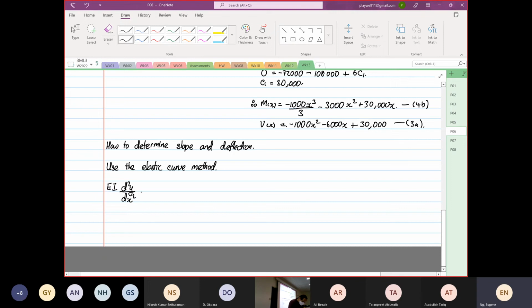d squared y over dx squared is equal to M as a function of x. This is what we mean by we will apply the elastic curve method. So M as a function of x, we can determine already from here. We can get M as a function of x.